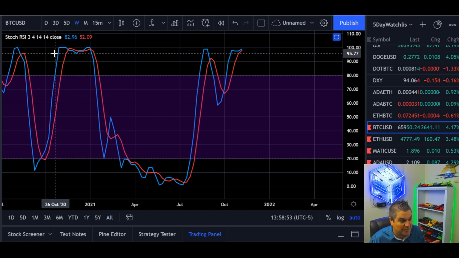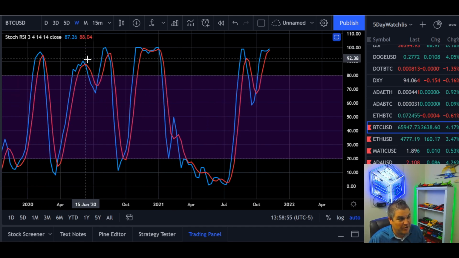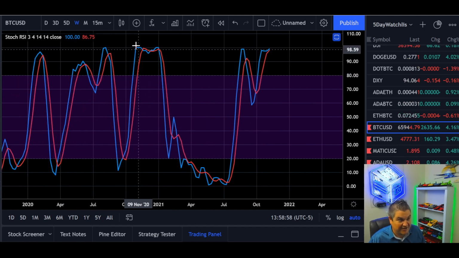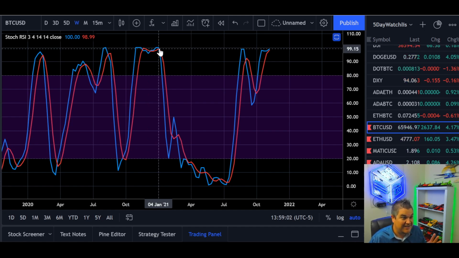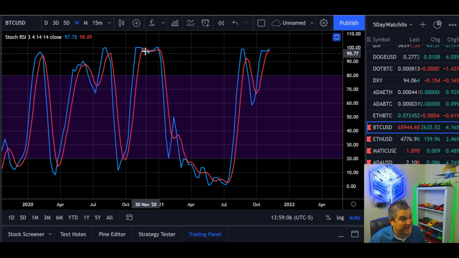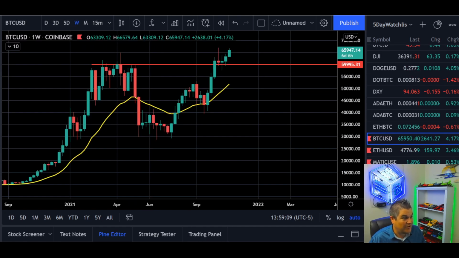Look at last October, November, a year ago, right here. This is on a weekly chart now, right? All last year. You can go back and look at the charts last year. We went from 10K to 60K. This is the start of that move right here. Momentum is cranked. All right, good there. What else do we got?